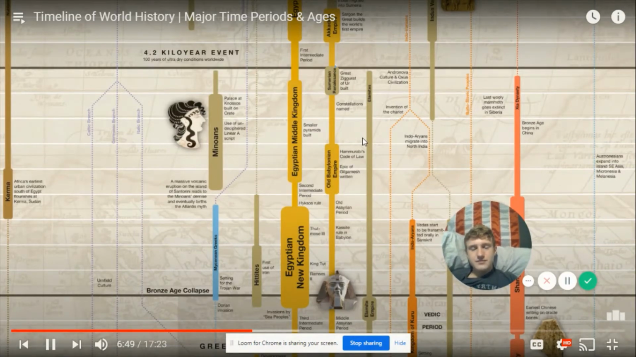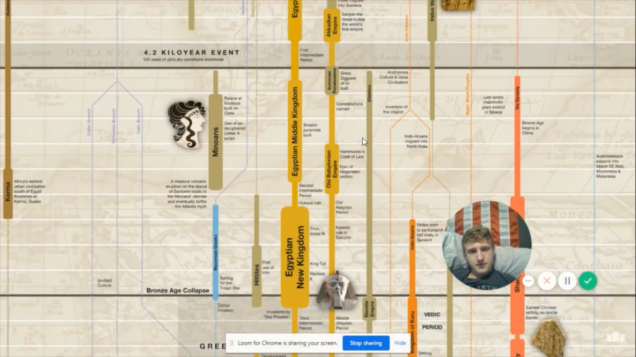But in South Asia, we get a more dramatic change. The Indus Valley cities disappear altogether, and we get a new set of people arriving, the Indo-Aryans, who were part of the larger Indo-European group. They say it's because of a flood or something.